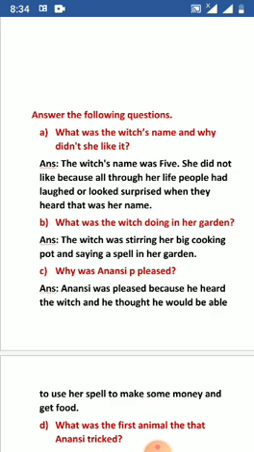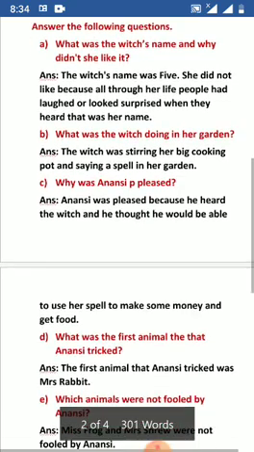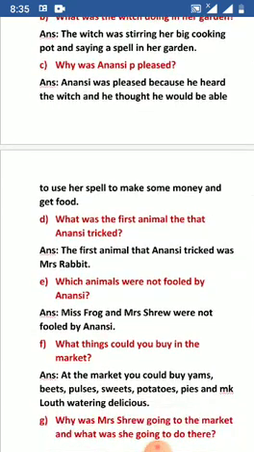him. Question B: What was the witch doing in her garden? Answer: The witch was stirring her big cooking pot and saying a spell in her garden. Why was Anansi pleased? Anansi was pleased because he heard the witch and he thought he would be able to use her spell to make some money and get food.